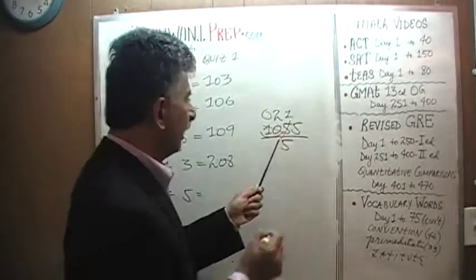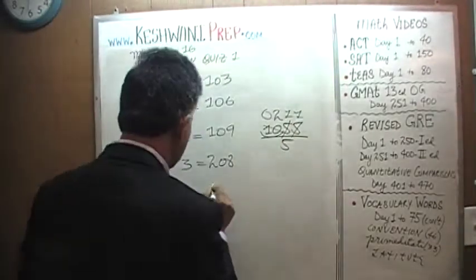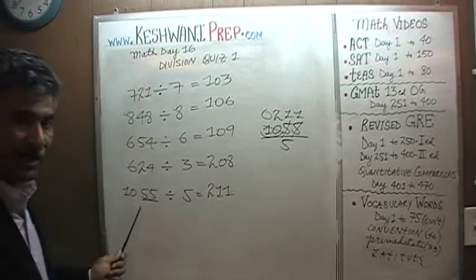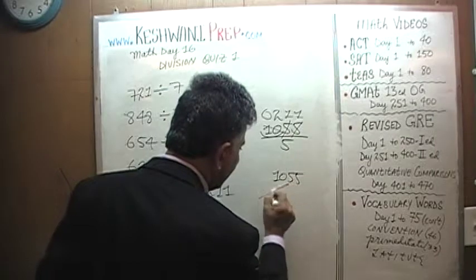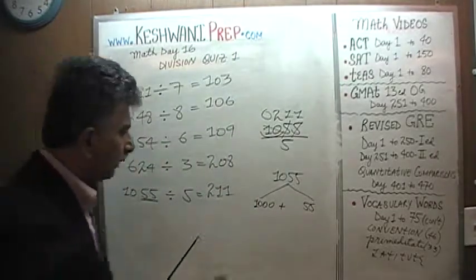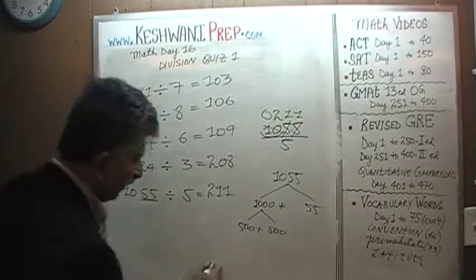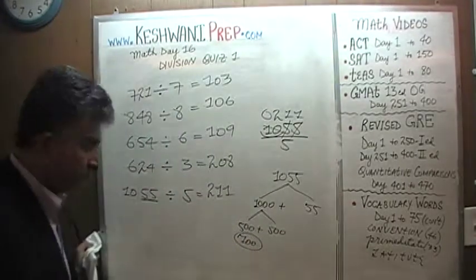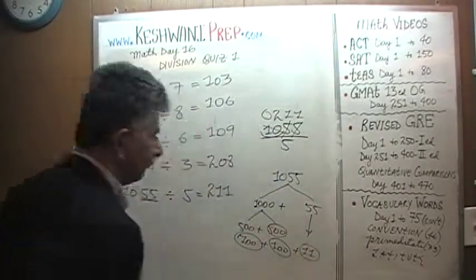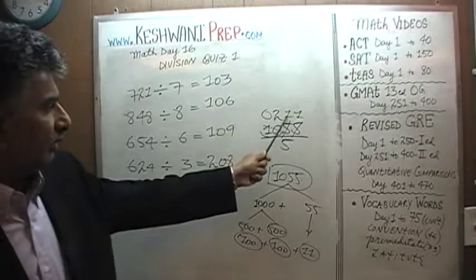How many fives in a 5? 5 has 1 5. Always remember to cross out the digits when you finish dealing with them so that you remember where you were. How many fives in that last 5? That 5 has 1 5. The answer is 211, for a very simple reason. Before we had 55, to which we added 1000. And it became 1055, made up of 1000 plus 55. And 1000 is made up of 500 plus 500. 500 has 100 fives. Another 500 would have another 100 fives. And 55 has 11 fives. Therefore, 1055 is made up of 211 fives.